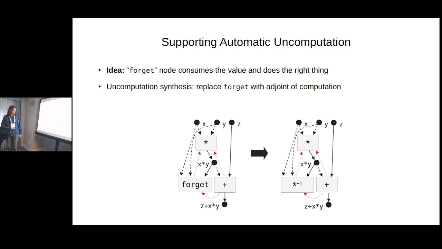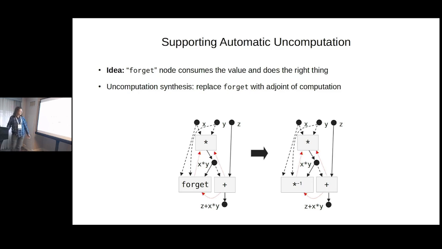The Silq compiler guarantees that uncomputation is possible, and because we synthesize forget by going back through the value dependence graph to find how the value was computed, we also do the correct kind of uncomputation.